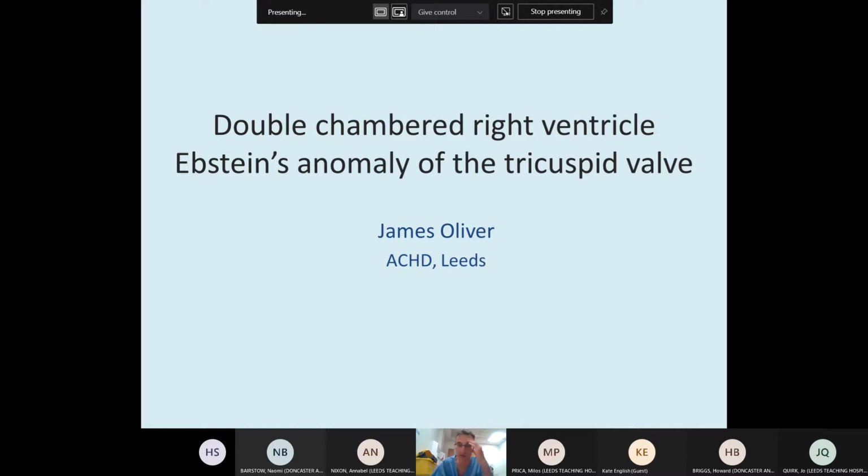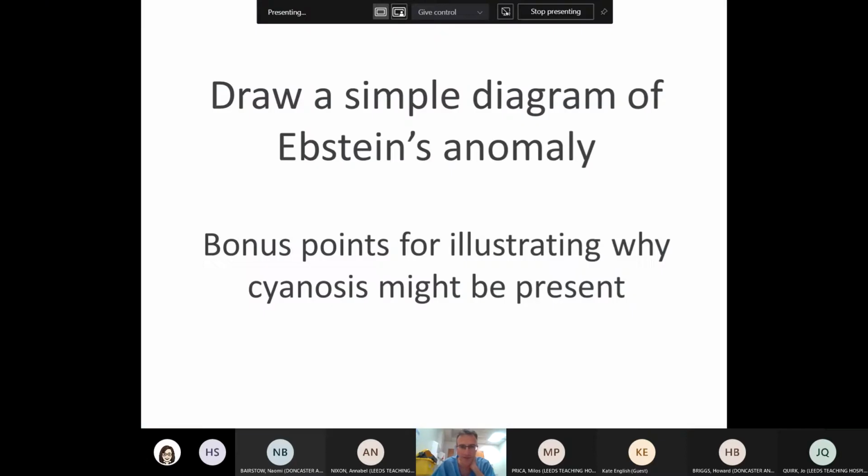I usually give this talk to a group of cardiology trainees. There are a few questions in here, but we'll skip through those, because the first thing I ask them to do is draw a simple diagram of Ebstein's. If anyone wants to test themselves, I won't make you turn your cameras on and show them later. See if you can draw an Ebstein's anomaly, and we normally give people a bonus point for illustrating why patients with Ebstein's might have cyanosis. So have a think about that whilst I'm chatting.